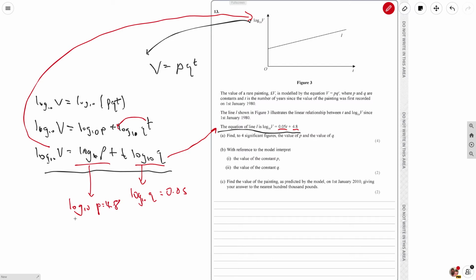And now we just use the most important log rule to rearrange this in exponential form. Then p is going to be equal to, well, 10 is the base, and then the 4.8 is the power. Same with this one over here.